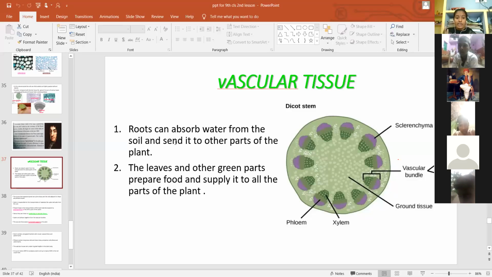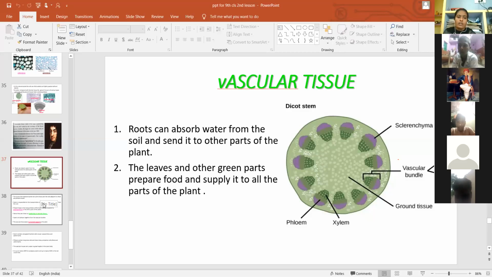Next, the leaves and other green parts prepare food materials using sunlight, and supply them to all parts of the plant. That is the function of vascular tissue.